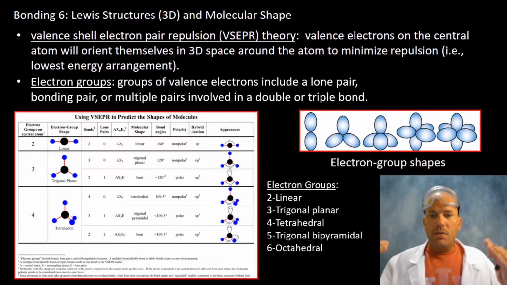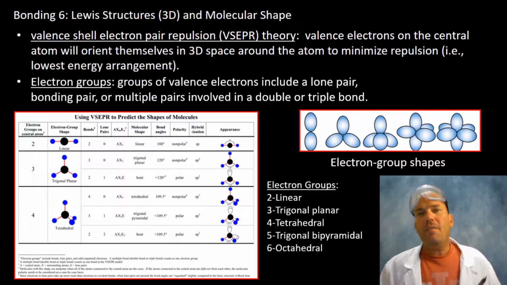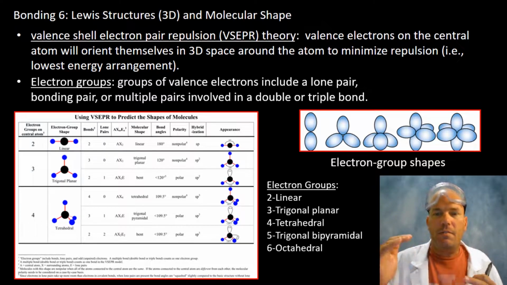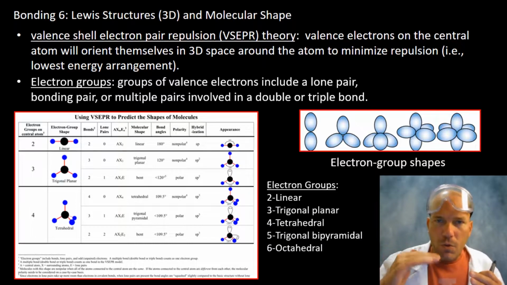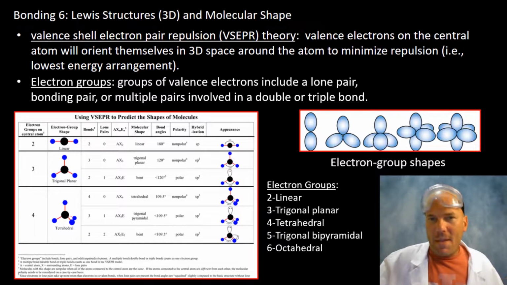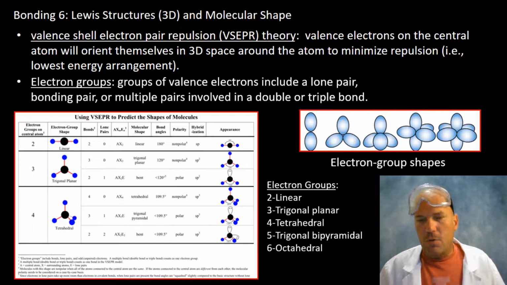All right. So there are a total of 5 electron groups. Starting with 2 groups, we have linear, then we move to trigonal planar, tetrahedral, trigonal bipyramidal, and octahedral.